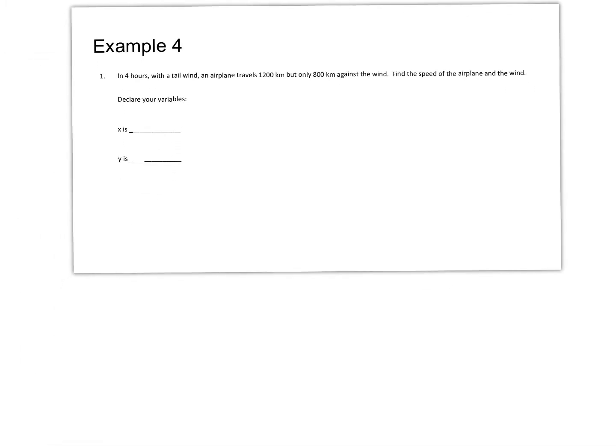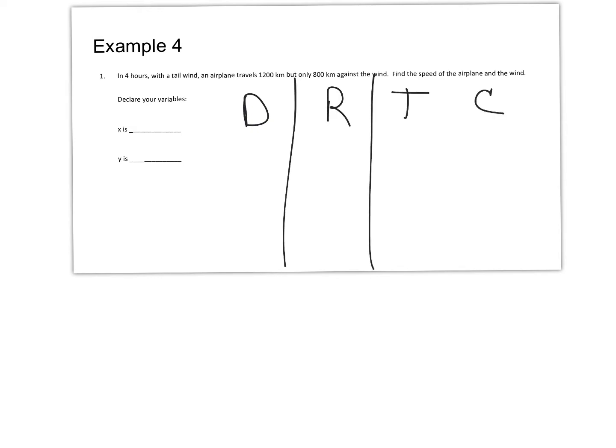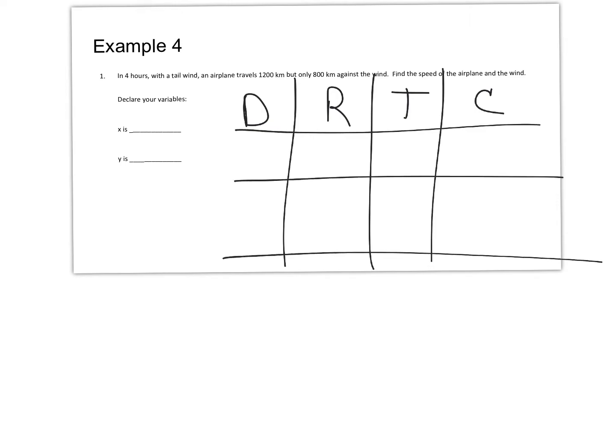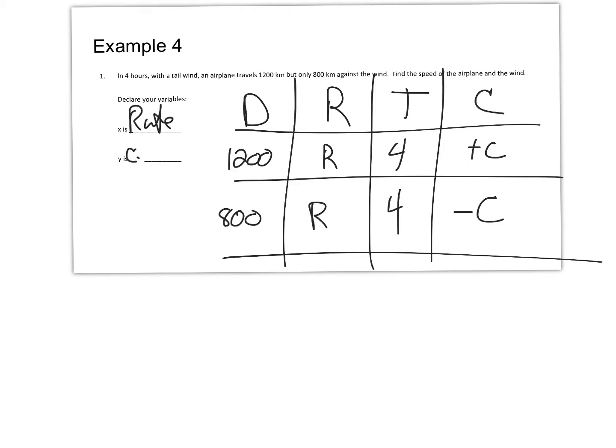Okay, in 4 hours with a tailwind, a plane can travel 1,200 but only 800 back. Okay, so this one's a little different because we don't come all the way back. All right, so here we go. In 4 hours, so time is 4 hours, with a tailwind, plus C, an airplane travels 1,200 miles or kilometers, okay, but only 800 kilometers in the same amount of time back. So this is going to be also 4 against the current, like so. Rate, current.